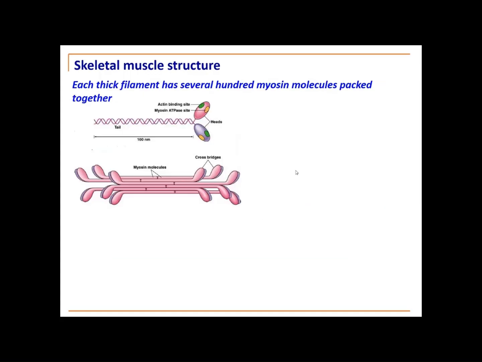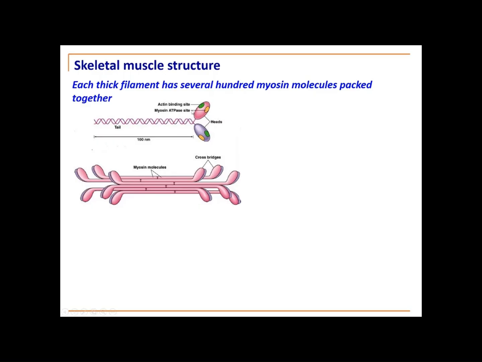So we're going back onto the thick filament again. So we're going into a little bit more detail because we're going to be thinking about contraction. So each thick filament has got several hundred myosin molecules packed together. So here are our myosin molecules present. And this is what it looks like in a little bit more detail again. And what you can see is it has these cross bridges, as they're called.